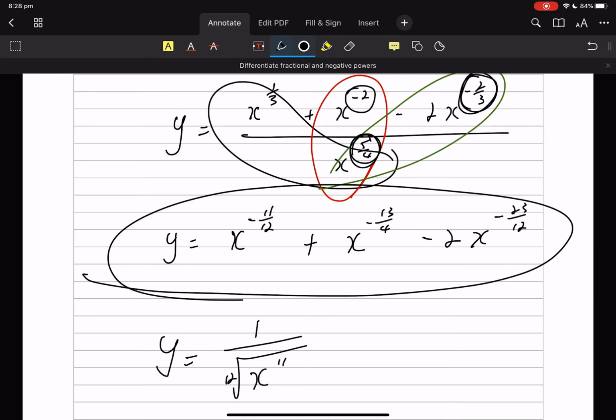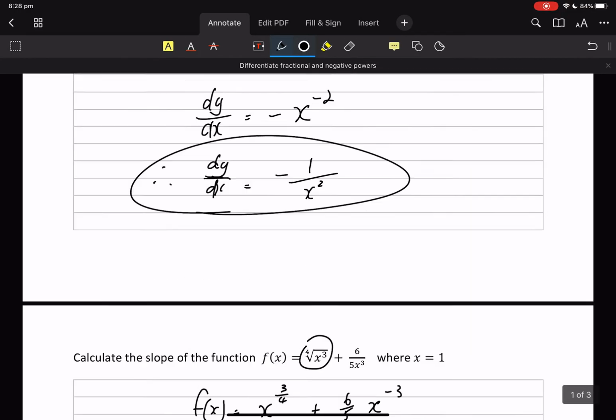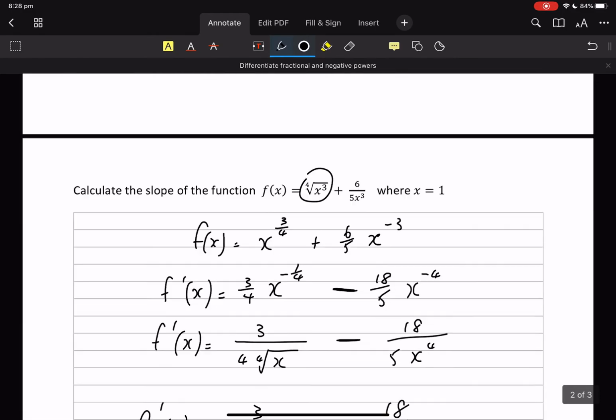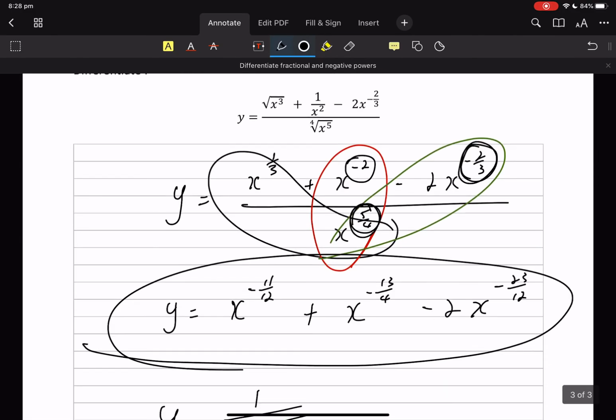Go to it, go hard, because I've titled this harder stuff, but trust me, these aren't hard. We've got to get through these and then on to some more challenging stuff.